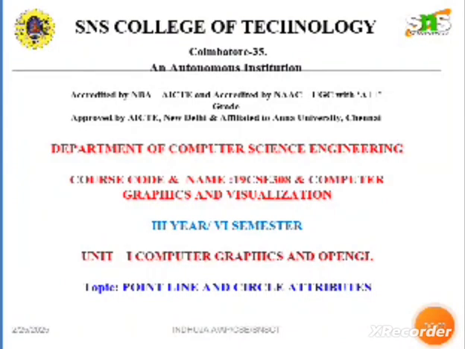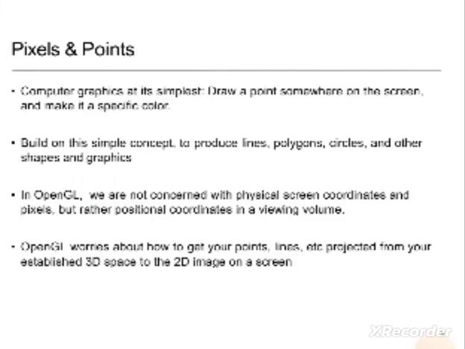So hi all, in this video we're going to see about point, line and circle attributes, which are the basics in computer graphics and OpenGL of unit 1. Let's move on to the topic. So first, pixel and points. We are going to see what is pixel and what is point.